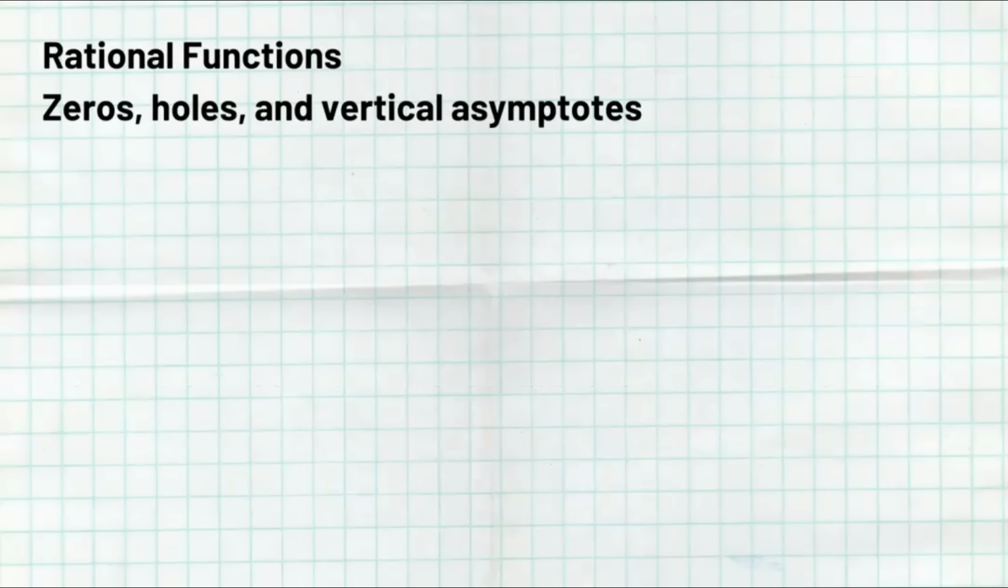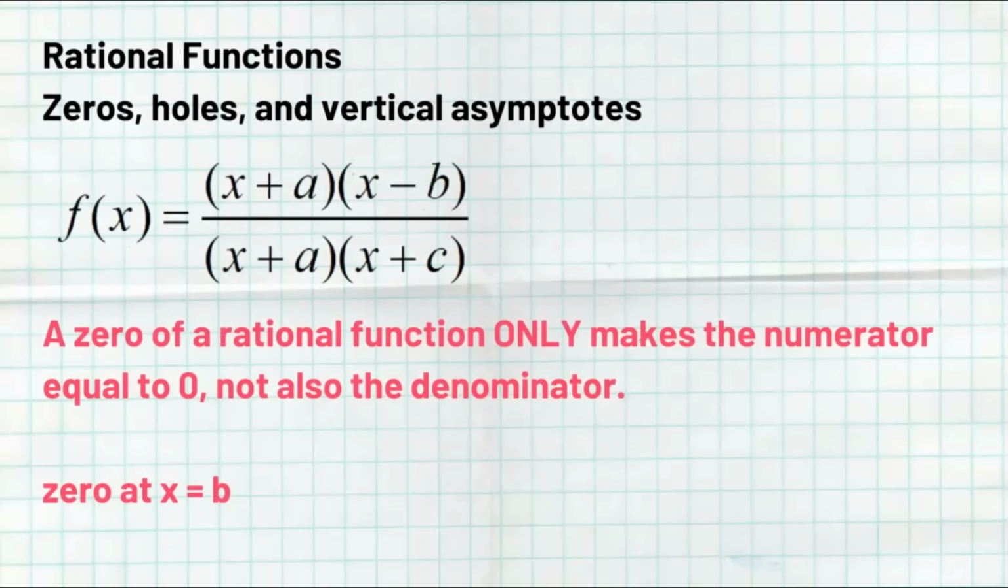Now, let's continue talking about rational functions since we're on the topic. Some of the most important characteristics of rational functions are zeros, holes, and vertical asymptotes. Let's talk about how to identify those. Now, here is a generic rational function that's in factored form. If you always factor your rational function, it's going to make it a lot easier to find all of this information. So first, a zero of a rational function is a value that only makes the numerator equal to 0, not also the denominator.